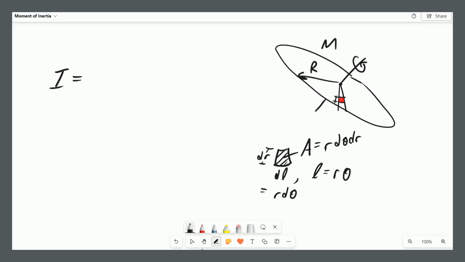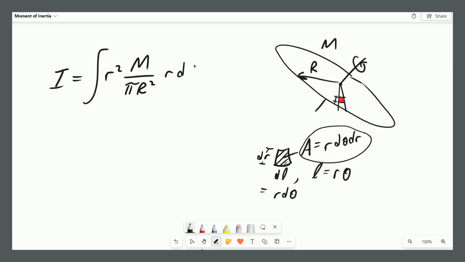So we have our r squared, and then what's the mass of that little area going to be? Well, the mass of that little area is the total mass of the disk divided by the total area of the disk, which is pi r squared. And we integrate over all of these little sections. So our integral, remember, right here, it's r d theta dr. That's the area of that little section.